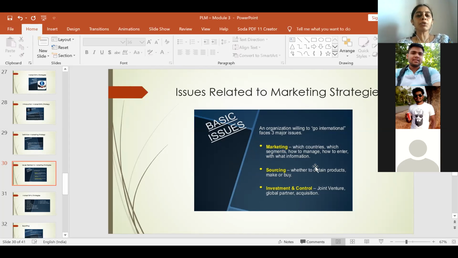The second issue which can come across is sourcing. Sourcing is whether to obtain the products, to make the products, or to buy the products. So what type of sourcing do you need? Either you are going for exporting or importing. How do you obtain the products from other countries if you are importing? Again, it has different strategies.